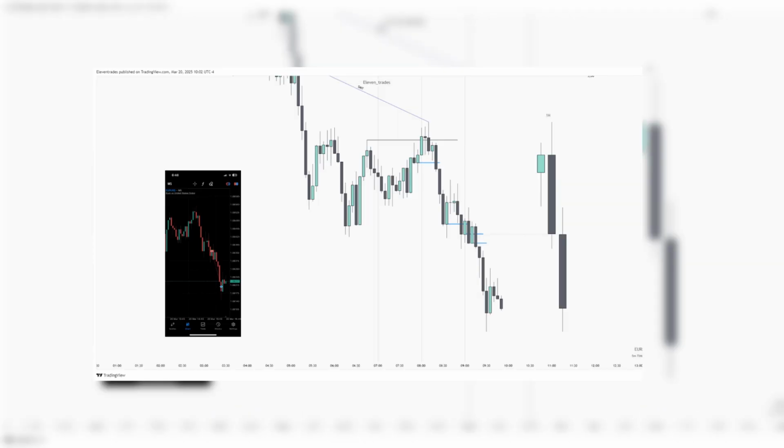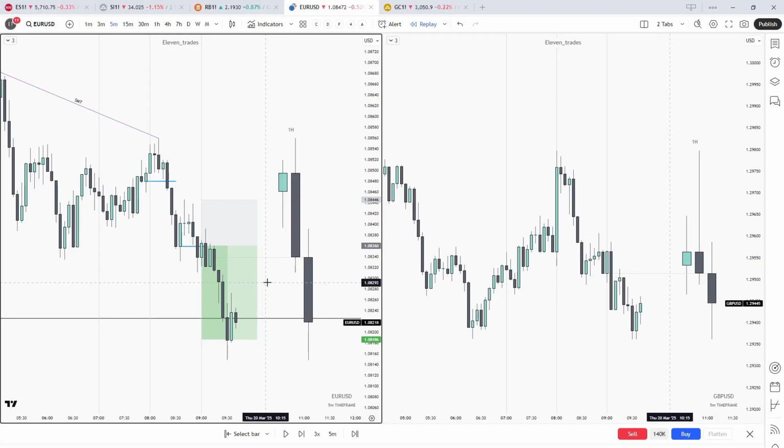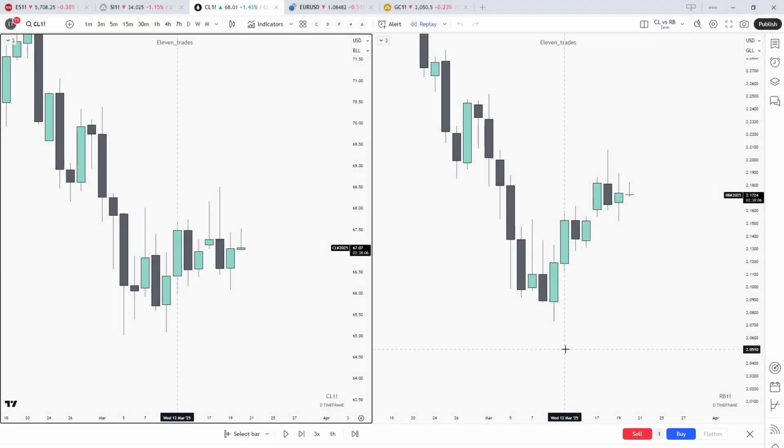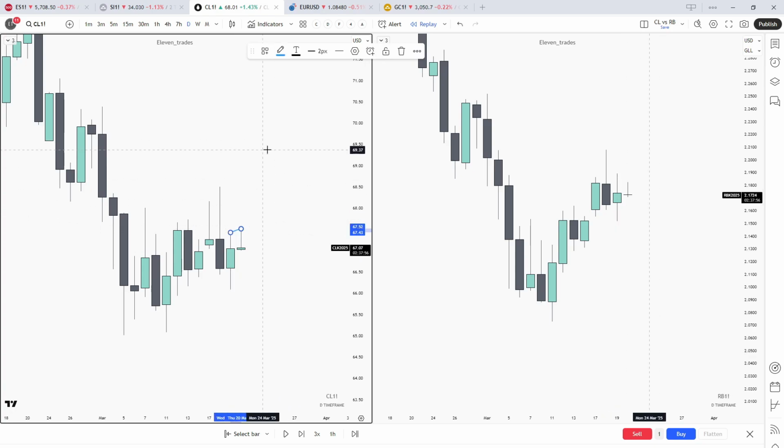So this was the first trade breakdown, and now I will go over the second trade which I took on the crude oil. So now for the second trade breakdown, I am on the crude oil daily chart. On the right side, I have the gasoline daily chart, and on the left side, I have the crude oil. And as you can see, we are forming an SMT divergence at the previous day high.